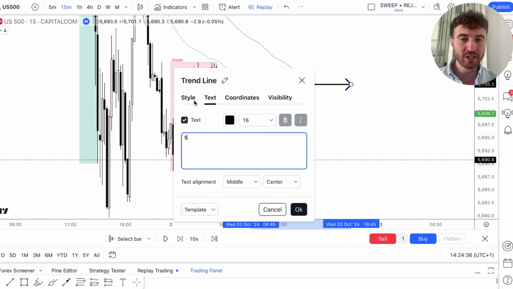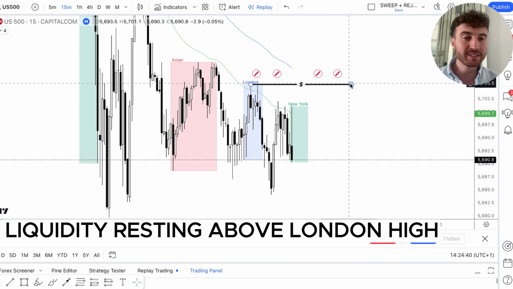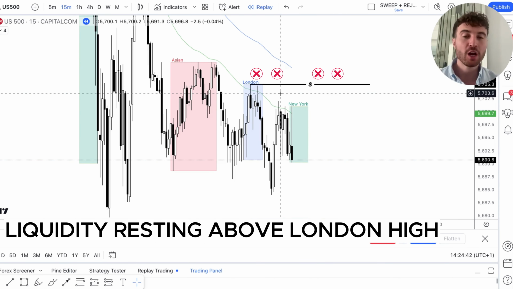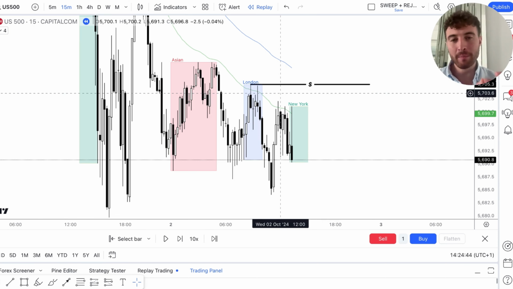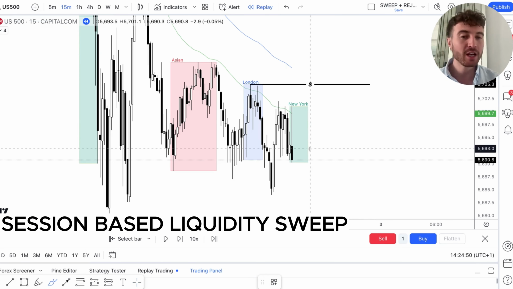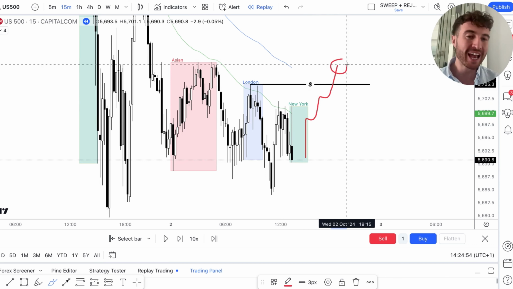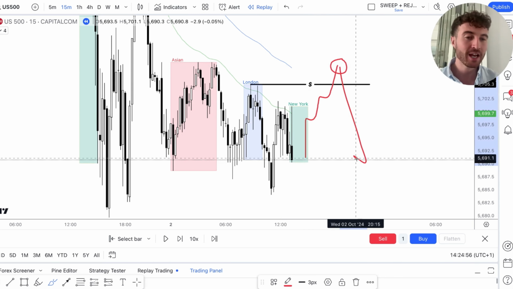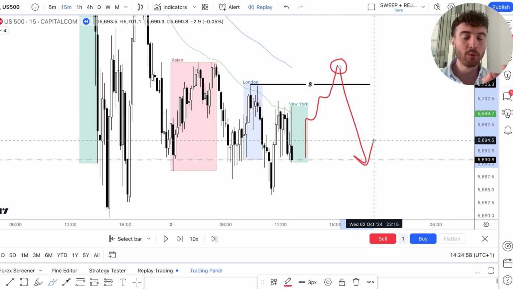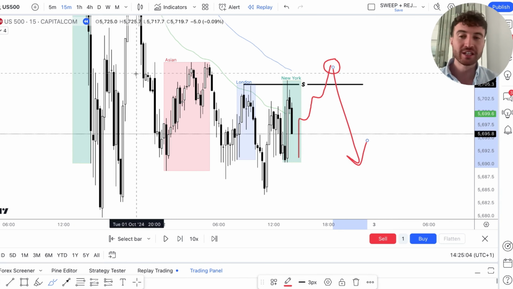So let's break this down right here. This is our liquidity, which is resting above the London session high. If you remember back to the ICT Judas swing model, all we're looking for is a session-based liquidity sweep, running that buy-side liquidity, and then we can look for a potential short trade to the downside, which is in confluence with our directional bias for the day, which is looking for sells on this market.